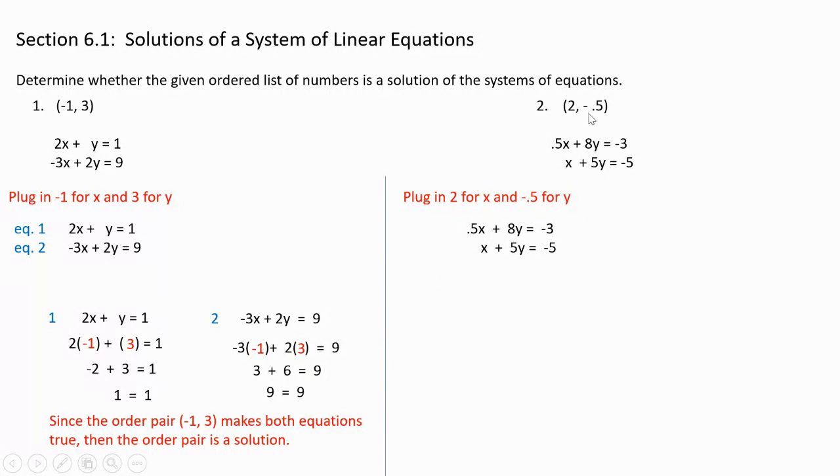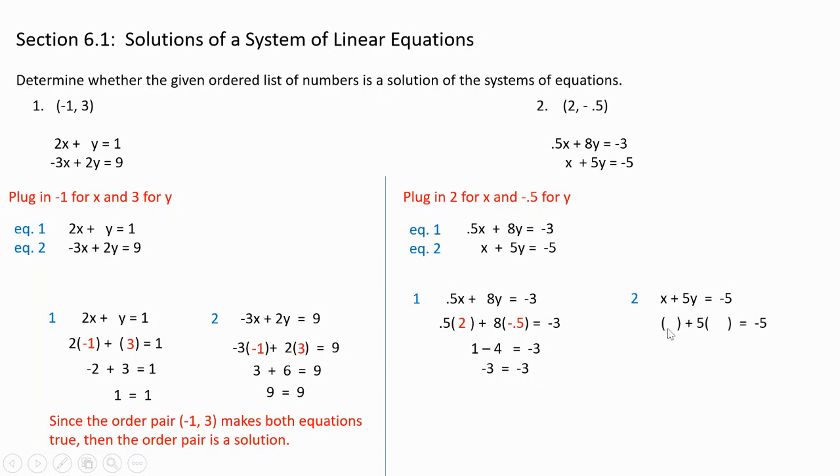I'm going to plug in 2 for x and -0.5 for y. And again, this is called equation 1, equation 2. So on equation 1, I'm going to plug in the values for x, which is 2, and the value for y, which is -0.5. After we evaluate, we get -3 equals -3, so this is true, so we keep going to the second equation, which is x plus 5y equals -5. And again, we repeat the process. We plug in 2 for x and -0.5 for y.